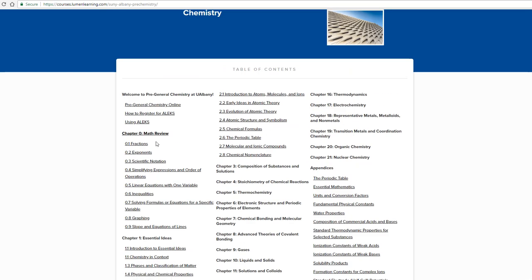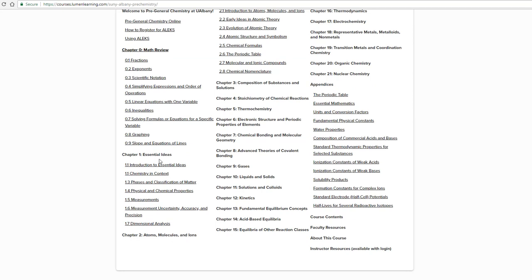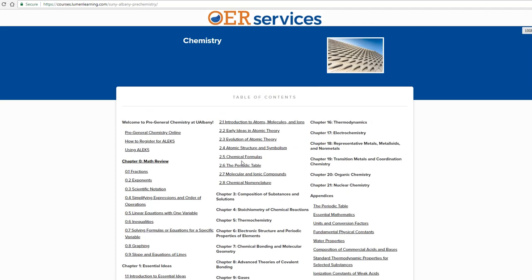Chapter 0 is a review of math, with things like fractions, exponents, scientific notation, and so on and so forth. Chapter 1 is some of the essential ideas of chemistry or science in general. And Chapter 2 covers the structure of atoms. It looks at chemical formulas of ionic compounds and how to name covalent and ionic compounds. All of these things will help you if you're more familiar with them when you get to general chemistry. So I strongly recommend using this book in order to get yourself prepared.